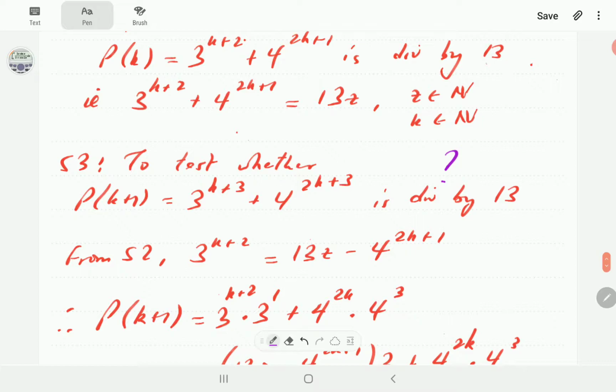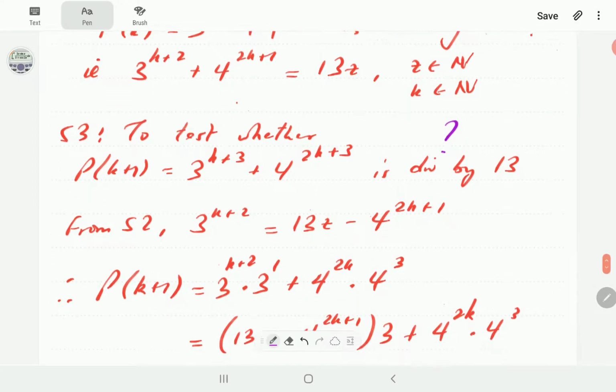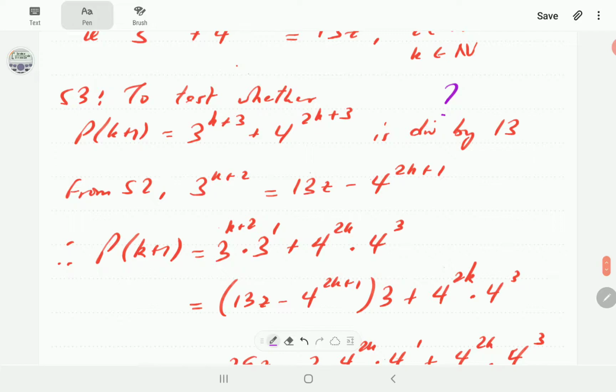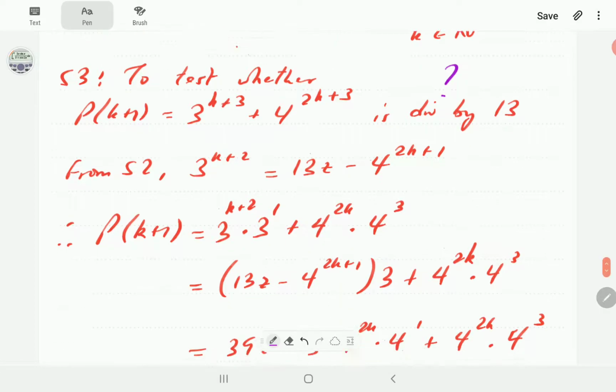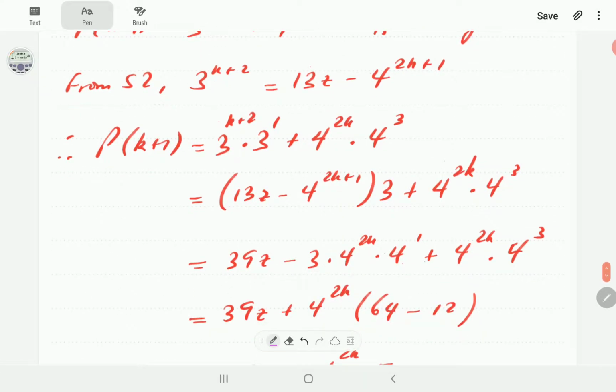From step number 2, which is this one here, 3 to the power k plus 2 is 13z minus 4 to the power 2k plus 1. So if we take this thing here and plug it here, and multiply out, we're going to get 39z minus 3 times 4 to the power 2k plus 1, and 4 to the power 2k plus 1 is 4 to the power 2k times 4 to the power 1.